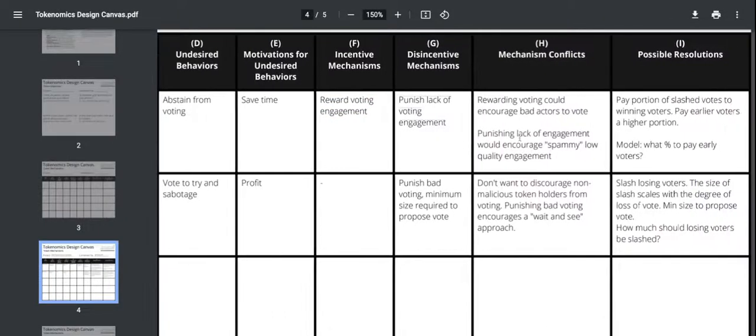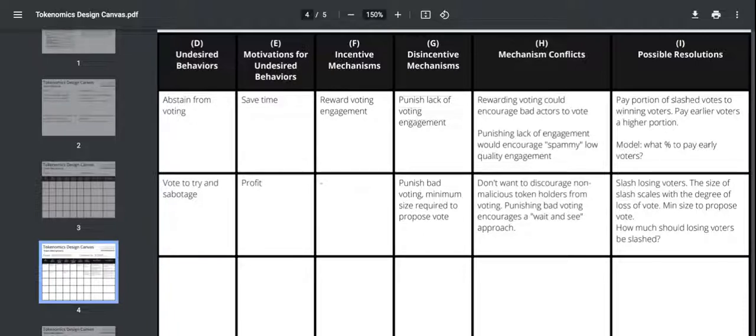And so now it's time to complete column I. And we're going to lay out possible solutions, possible balances, possible ways to reconcile all these so that we can get all the desired behavior we want and cut out all the undesired behavior we don't want. And so one way we could do that, I'm going to start down here, is to slash losing voters, right? So if you vote on the minority side, you get slashed. And the slash of the vote scales with the degree of the loss of vote, right?